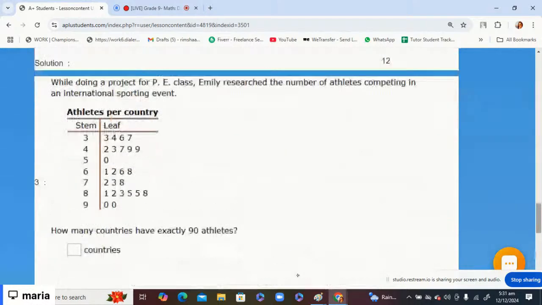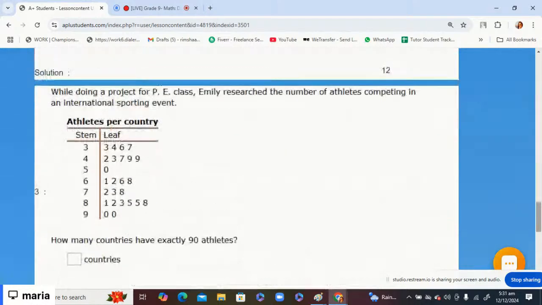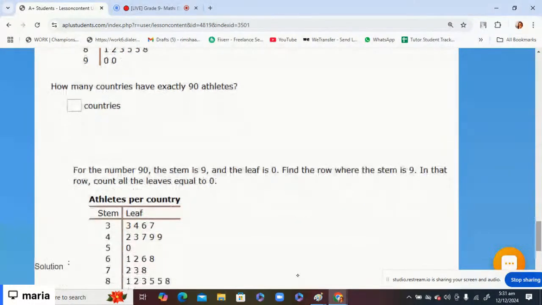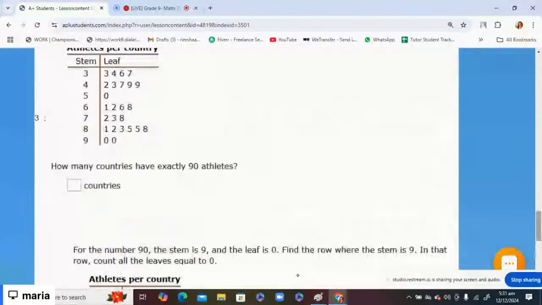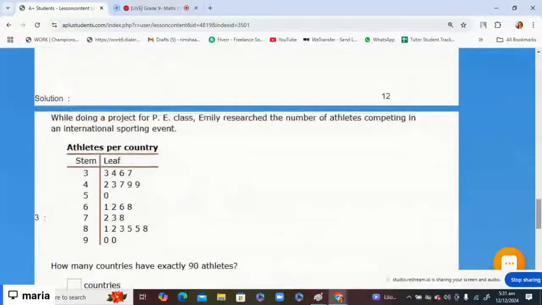Okay. Now for this, while doing a project for PE class, Emily researched the number of athletes competing in an international sporting event. So how many countries have exactly 90 athletes? We are going to check for exactly 90. Look at the first one, that is 33, 34, 36, 37. First we write the stem and then we write the leaf, okay? When we see exactly 90, we are interested in the 9 row. We are checking the 9.